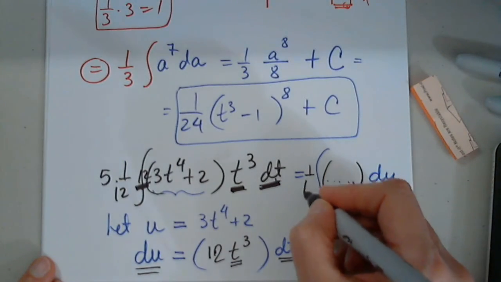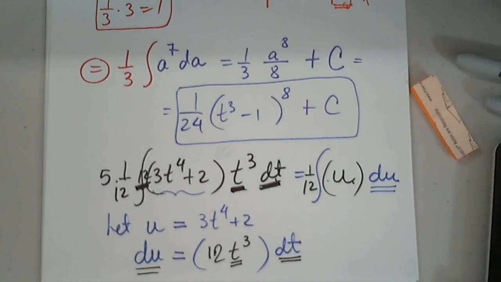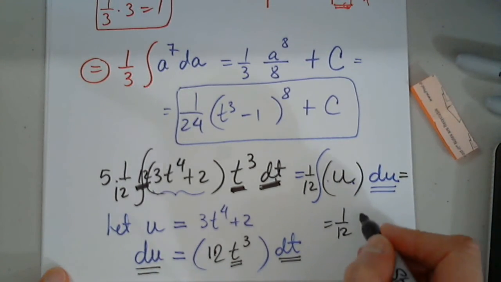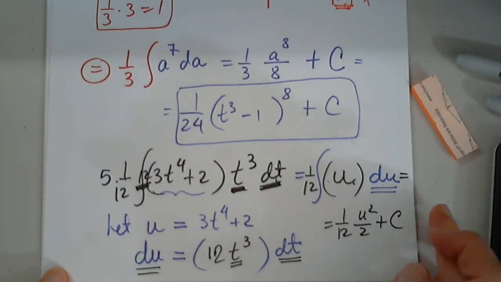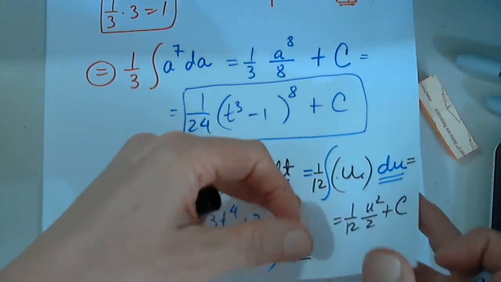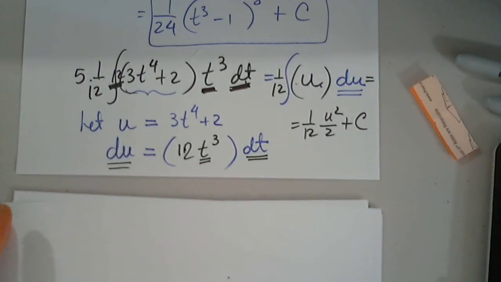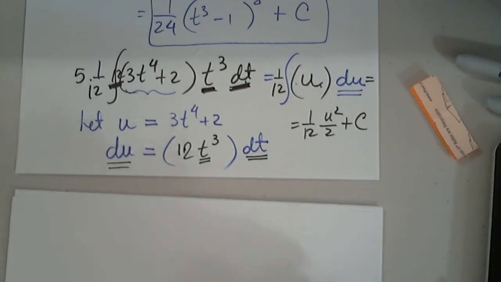1 over 12 in front. And this is just u. This was replaced by u. 12 t to the third dt was replaced by du. And now this is a piece of cake. It's 1 over 12 u squared over 2 plus a constant c. Any questions? And again, I repeat, this particular problem does not need substitution.